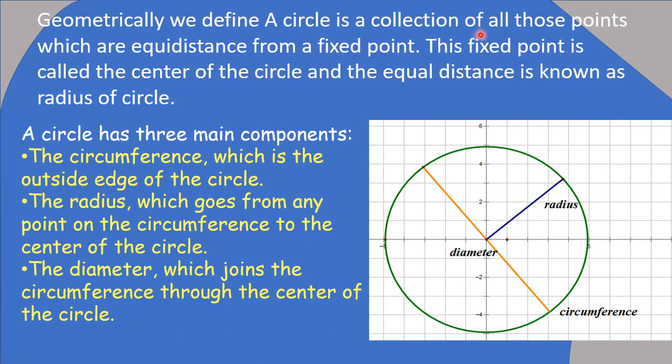Now geometrically we can define a circle. It is a collection of all those points which are equidistant from a fixed point, and this fixed point is called the center of the circle, and the equal distance is known as the radius of the circle.